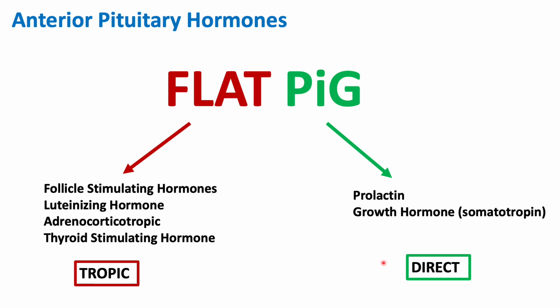And then the P in PIG stands for prolactin, and the G stands for growth hormone. And these two hormones are direct hormones, so they will directly interact with our target area. And that's how we can remember all of the hormones of the anterior pituitary. Now remember that the anterior pituitary can produce its own hormones, but it is still controlled by the hypothalamus.